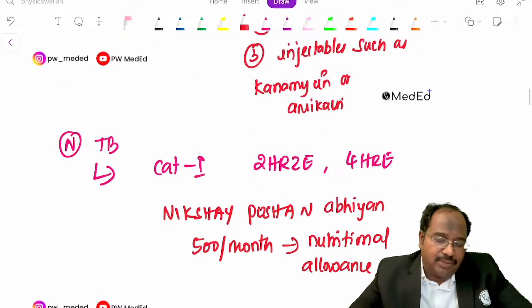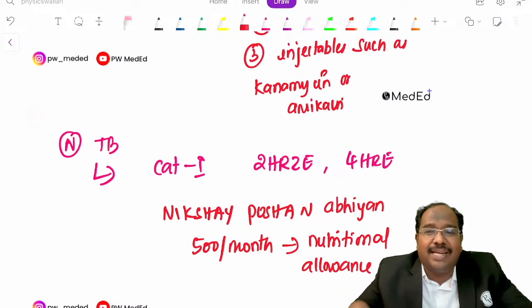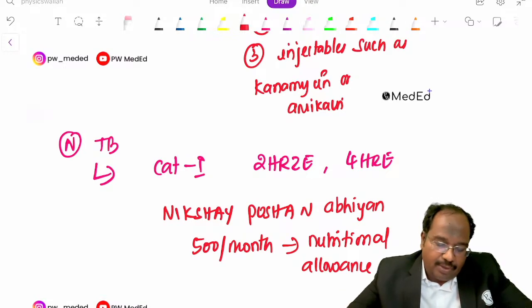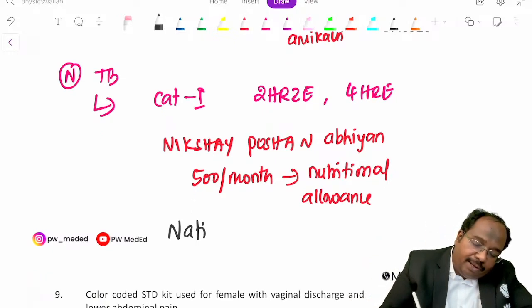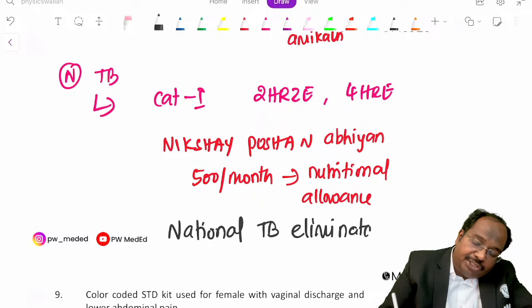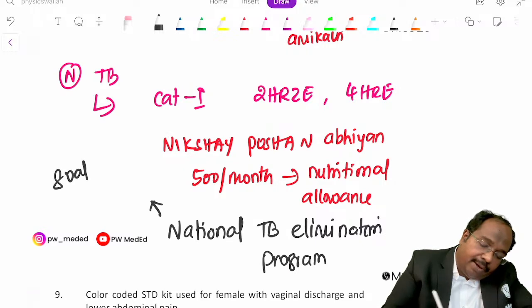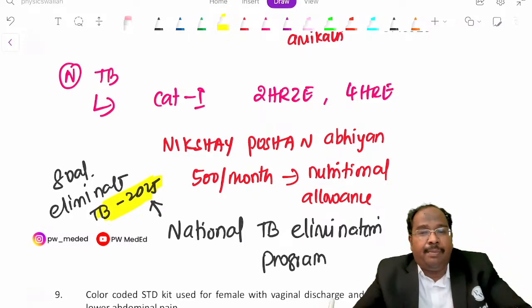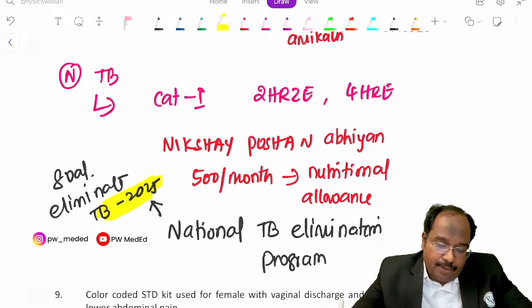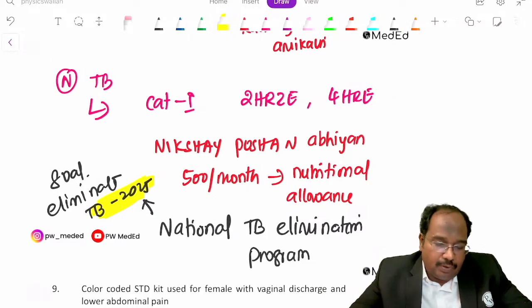So this is about TB, guys. We are discussing only salient points. We don't have much time, so I'm just telling you what is absolutely essential. What is the name of the program for TB now? The name of the program for TB is National TB Elimination Program. The goal is to eliminate TB by 2025, guys. That is the goal. Okay, fine. We'll go to the next question, guys.